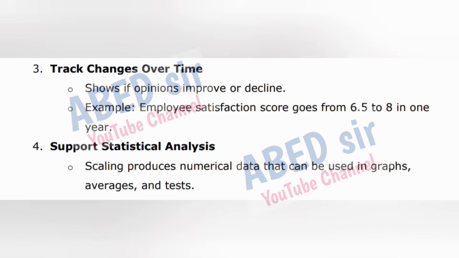3. Track changes over time. Shows if opinions improve or decline. Example: employee satisfaction score goes from 6.5 to 8 in 1 year. 4. Support statistical analysis. Scaling produces numerical data that can be used in graphs, averages, and tests.